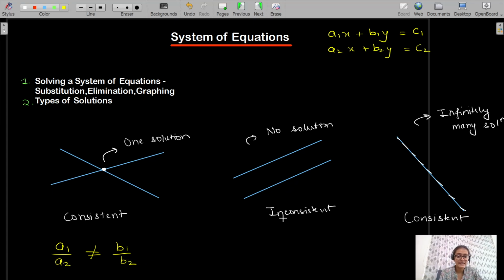In the second case, the case of parallel lines, your ratio of a1 and a2 will be equal to the ratio of b1 and b2, but it will not be equal to the ratio of c1 and c2. And in the third case, where you're getting infinitely many solutions, all the three ratios will be equal. So the ratio of a1 and a2 will be equal to the ratio of b1 and b2, and that will be the same as the ratio of c1 and c2. These three conditions are really important, and we're going to use them to solve the next problem.